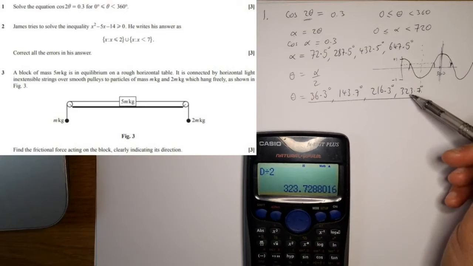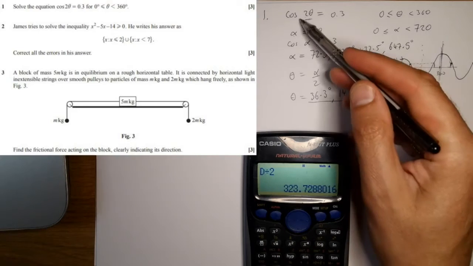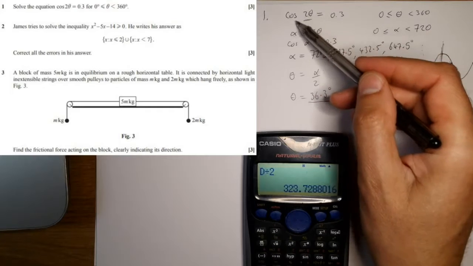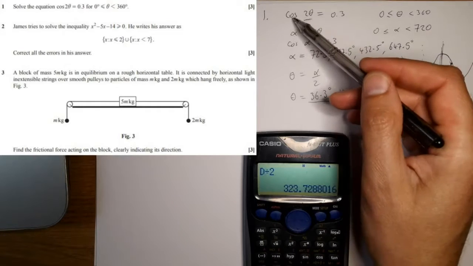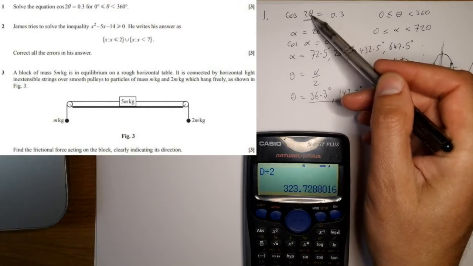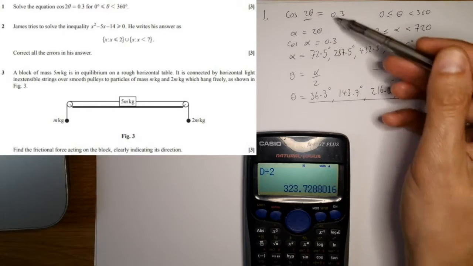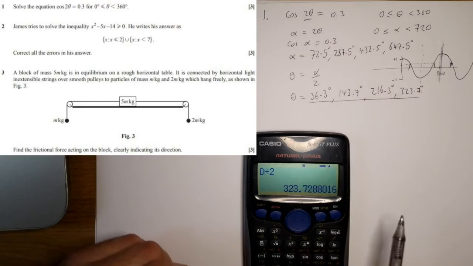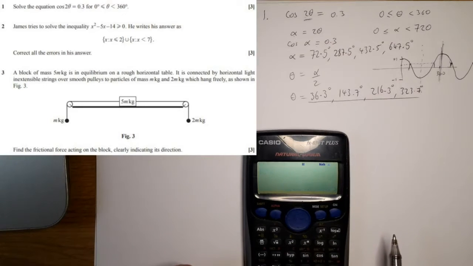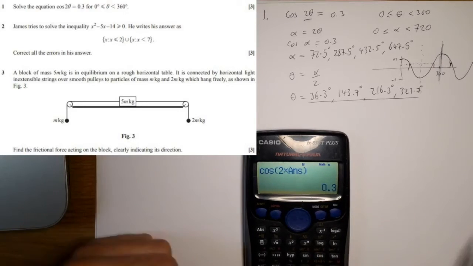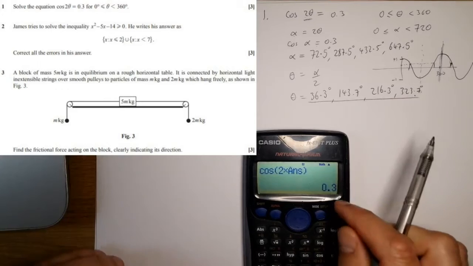I'm quickly going to check one. I'm going to check this one by replacing it in the original. So I'm going to replace it in the left hand side. I'm going to do cos of 2 lots of D, well not D, this number, cos of 2 lots of this number, see if I get 0.3. Here we go. I'm going to press equals, cos 2 lots of answer is 0.3. So at least I've checked that one.